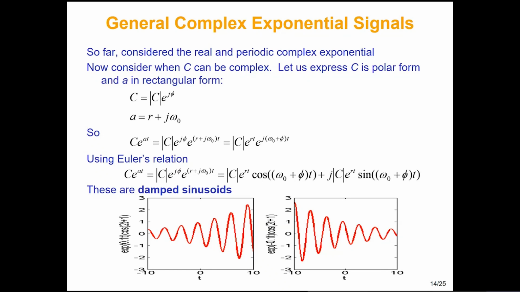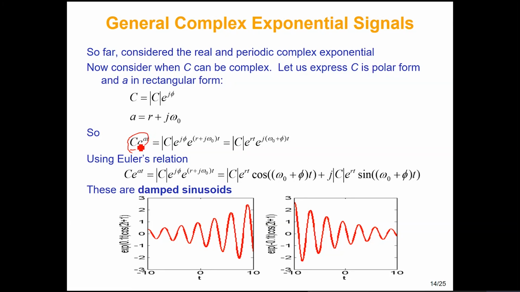Okay, so this was the last slide that we covered, and in this we saw what happens if both C and A in your complex exponent are complex. If you see here, we have this C e raised to the power of AT. This is your complex exponential, your exponential signal.